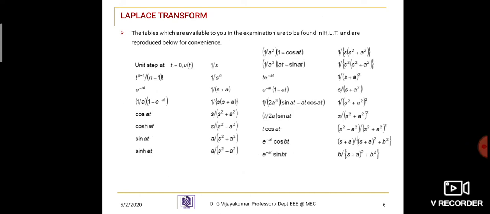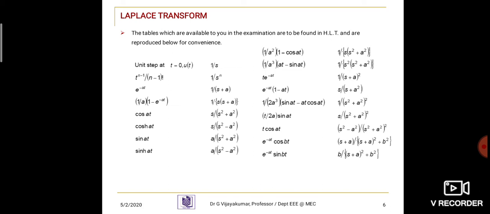Next one, we look up the transform in tables as usual, then introduce the shifting function. The tables which are available to you in the examinations are to be found in HTL form and are reproduced below for the convenience of mathematical calculation. The unit step at t is equal to 0, u of t, can be represented as 1 by s. A time domain function can be transformed into an S domain by using these few formulas, which should be given for your reference while going for a calculation.